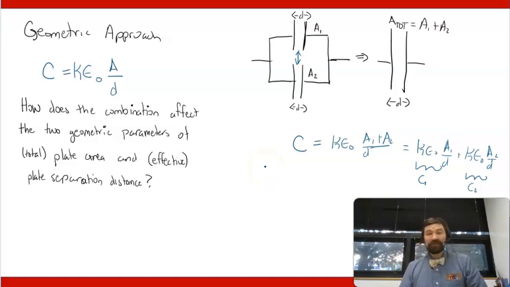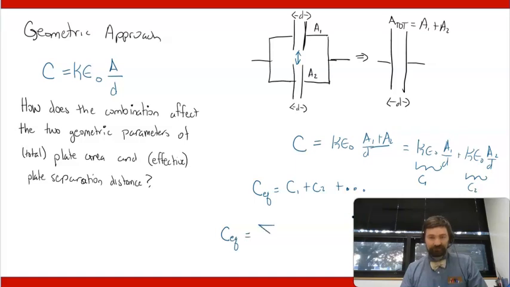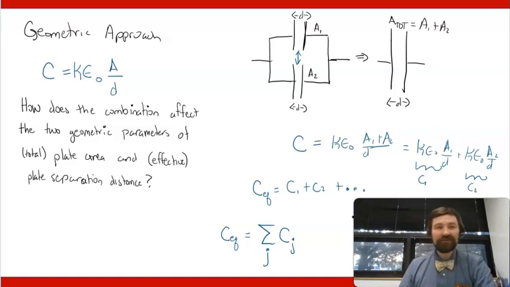And so that means that my total equivalent capacitance, just from geometry, is C equivalent is equal to C1 plus C2 plus, if I have additional ones. Or in other words, C equivalent is the sum of all of my individual capacitances, Cj, where j is an index, so it's 1, 2, 3, etc. Okay, so that's the geometric way of looking at plates in parallel.